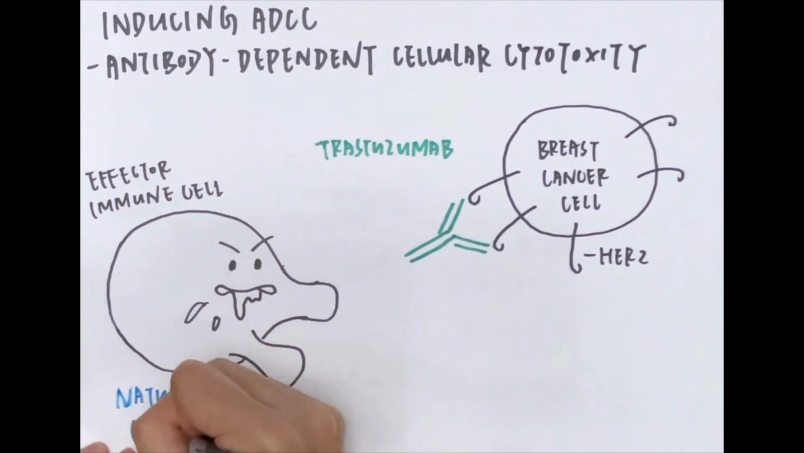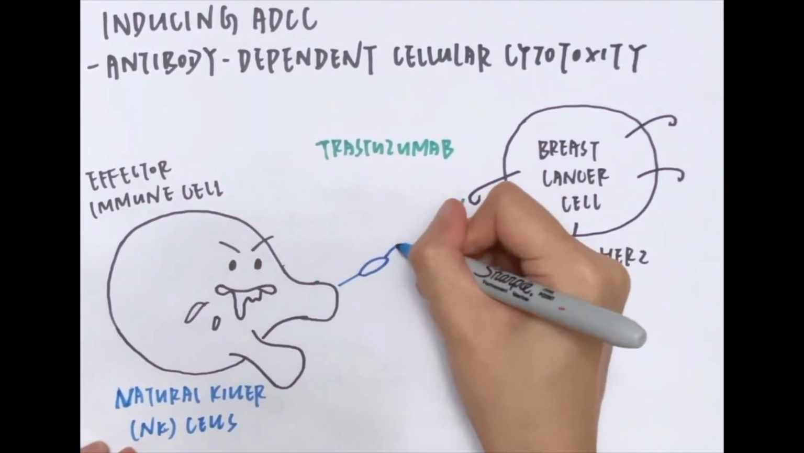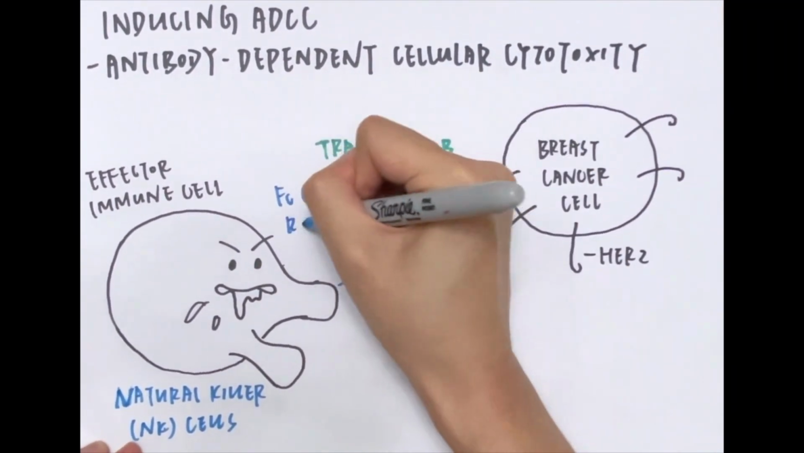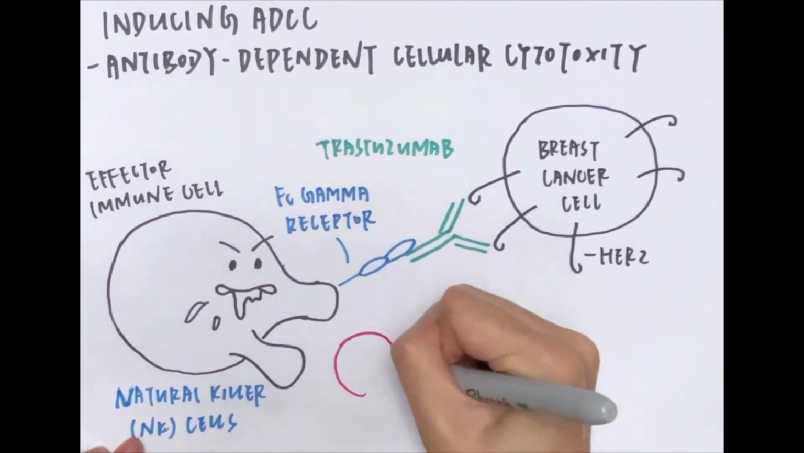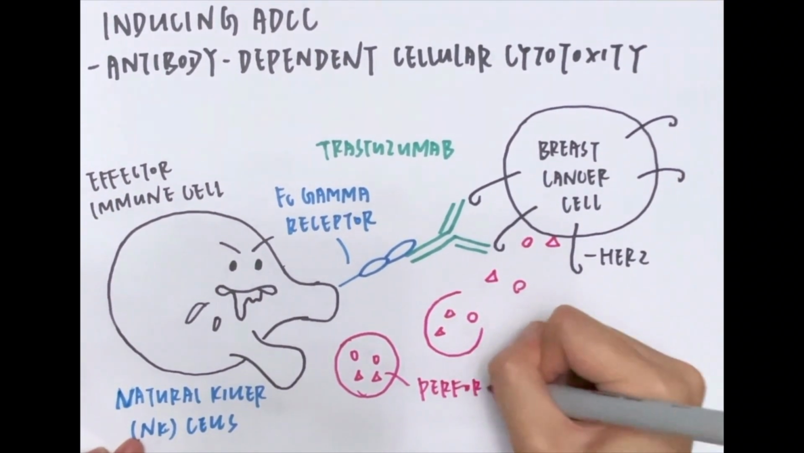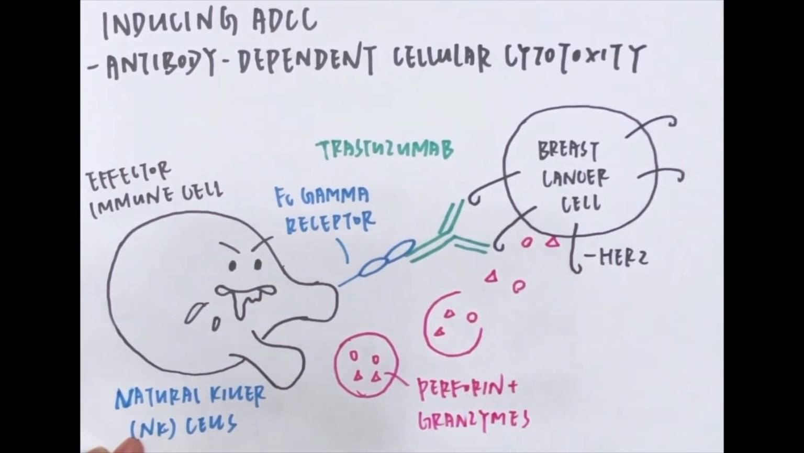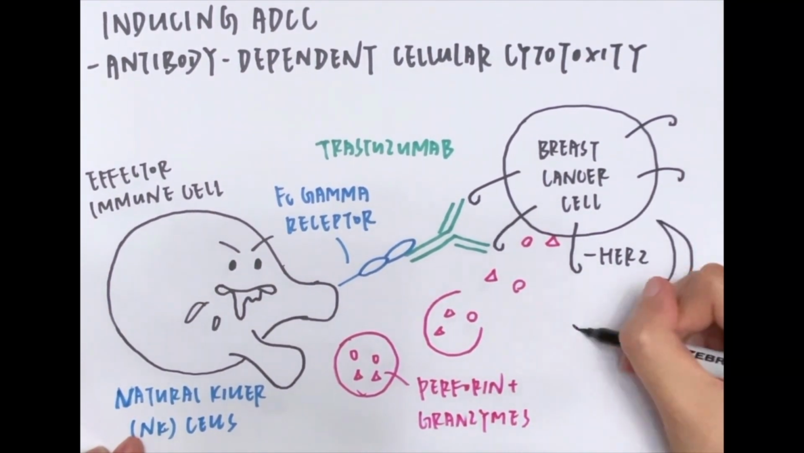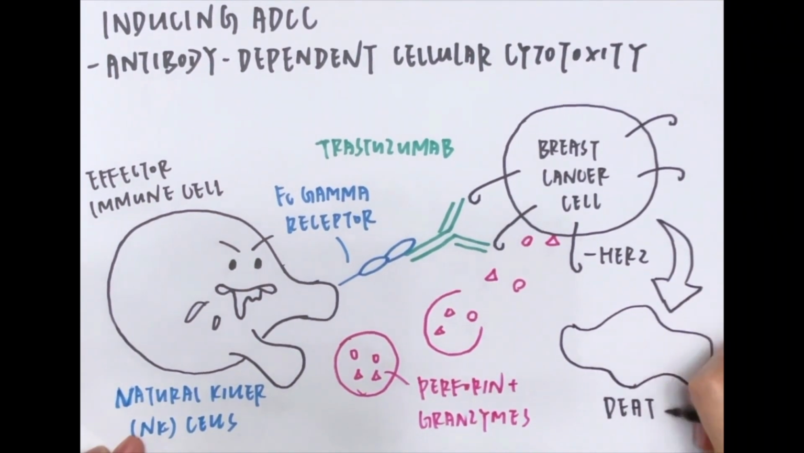Natural killer cells, or NK cells, with Fc gamma receptors can bind to the Fc region of the MAB. This causes the NK cell to be activated, and its subsequent release of perforin and granzymes. These molecules collectively induce apoptosis of the cancer cell.